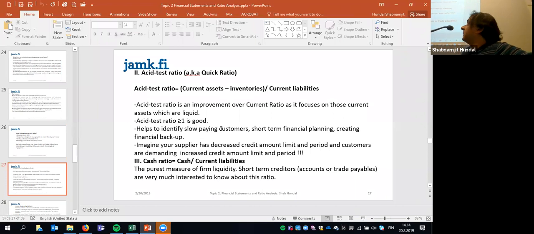The next ratio is called the acid test ratio or the quick ratio. The quick ratio is no different from the current ratio. The only difference is that we don't consider inventories in it. The reason we don't consider inventories is that most of the current assets have a quality that they are convertible to cash very fast. But imagine you have lots of inventory in your factory and you need cash. What will you do?